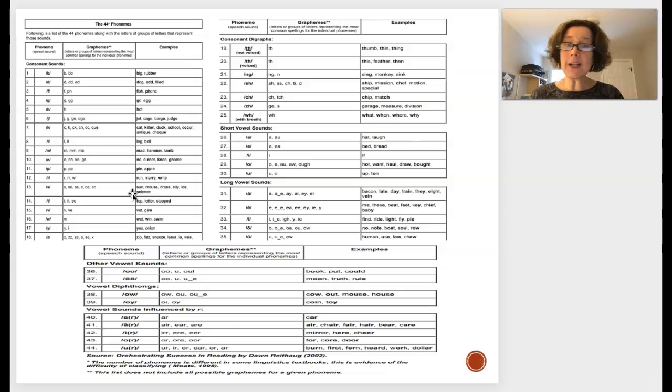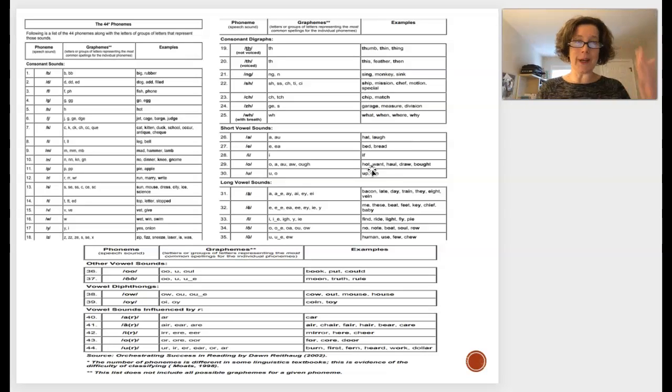Wow. Let's look at number 22. The sh sound can be SH, SS, CH, TI, and CI, as in ship, mission, chef, motion, special. No wonder it's a little crazy for our kids. Let's look at number 29, just because this is super fun. The short vowel sound can be represented by O, A, A-U, A-W, and O-U-G-H: hot, want, haul, draw, bought.